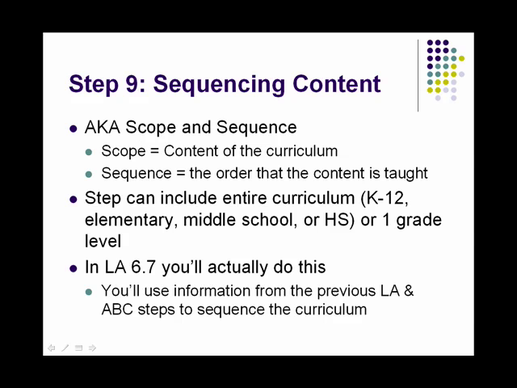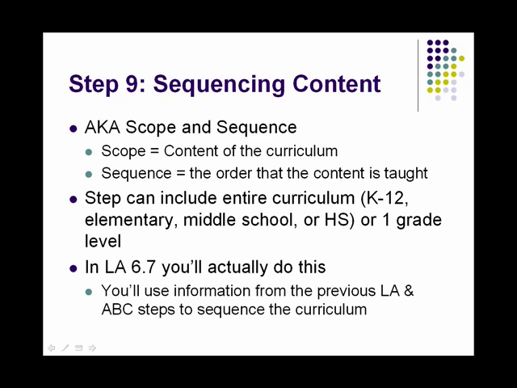Now, step 9 is the actual sequencing of the content of the material that you're going to teach. This is also known as scope and sequence. Scope is the content of the curriculum, and the sequence is the order that the content is taught. The scope is the courses, the units, and all those types of things, and the sequence is what order you will actually teach all the different content.